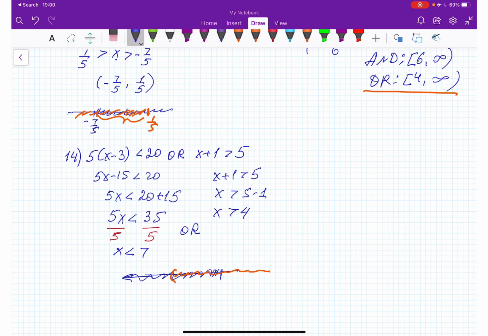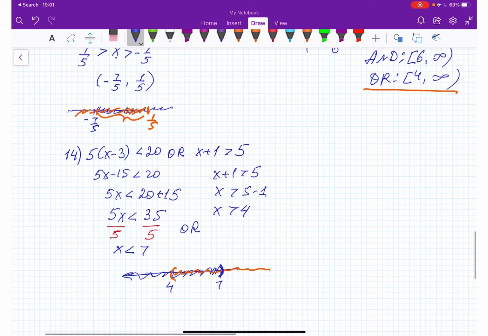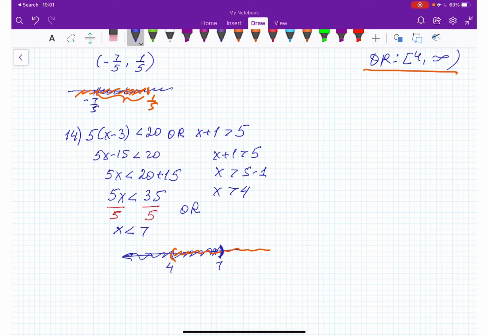So if I would have and, the solution would be between 4 and 7, yes? But I have or. So I put together both answers, which means it's going to be the entire set of numbers. So it's going to be from negative infinity to positive infinity. Because greater than 4 all the way to positive infinity, less than 7 all the way to negative infinity. And here is the answer. Do you feel the difference? If you have by chance any questions about this, please put them in the comments.